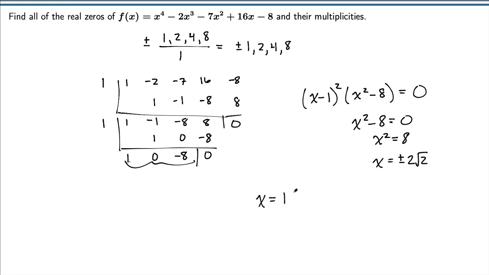Okay. So we've got our zeros. Our zeros are x equals 1, which has a multiplicity of 2, and then x equals 2 root 2, which has a multiplicity of 1, and x equals negative 2 root 2, which has a multiplicity of 1.